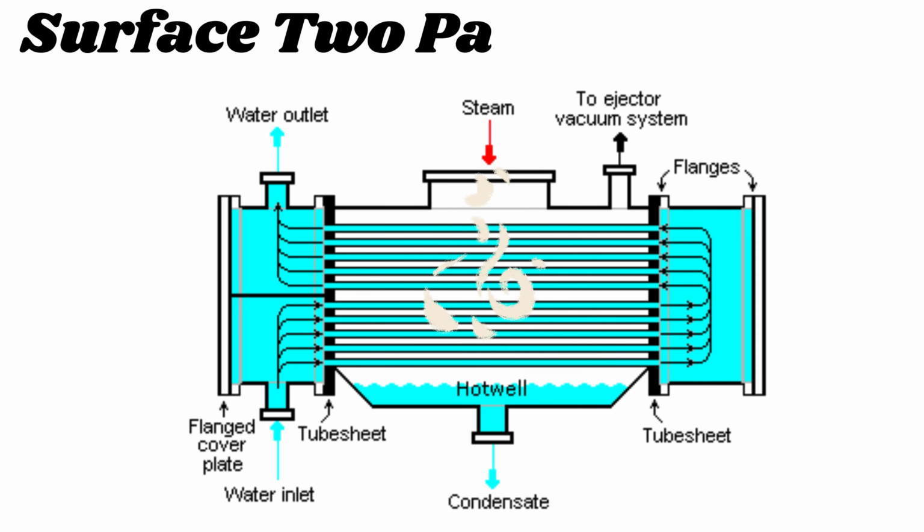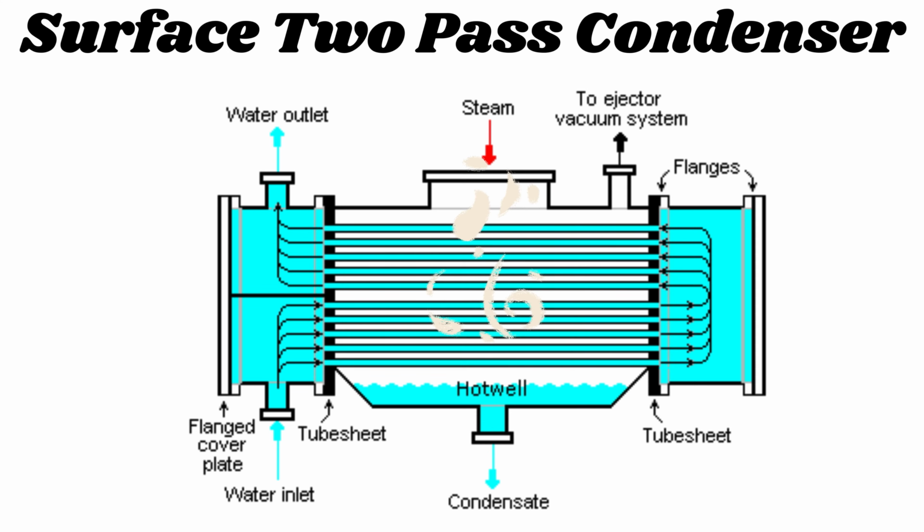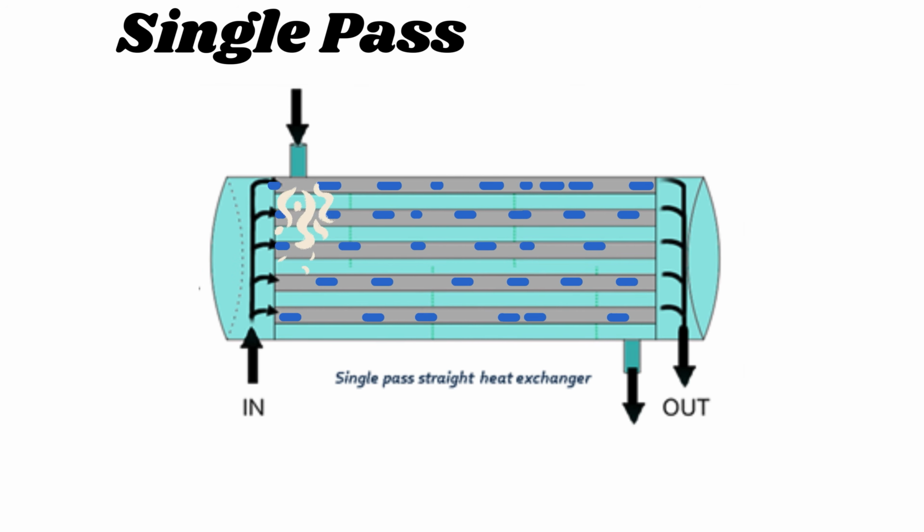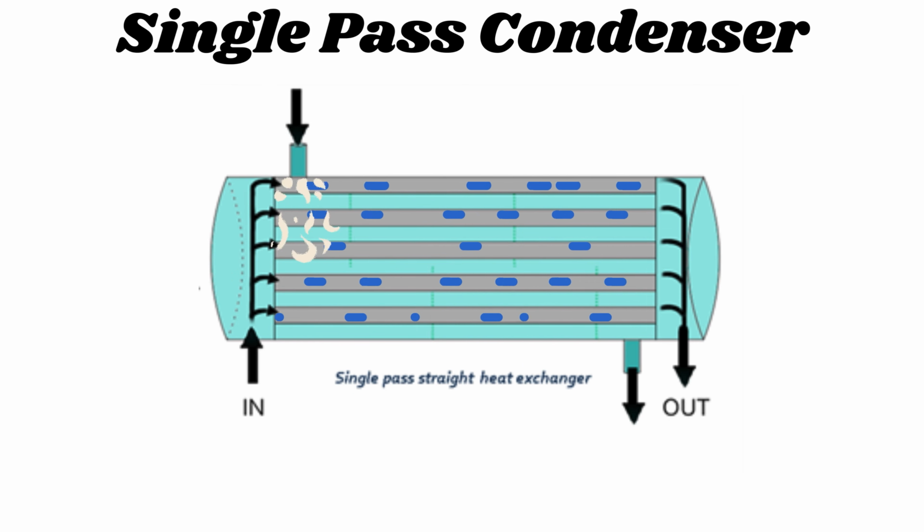Second is surface condensers, which are shell and tube heat exchangers, where the two fluids do not come in direct contact. The heat released by the condensation of steam is transferred through the walls of the tubes into the cooling water continuously circulating inside them. In a single-pass condenser, cooling water flows through the tubes once, from one end to the other.